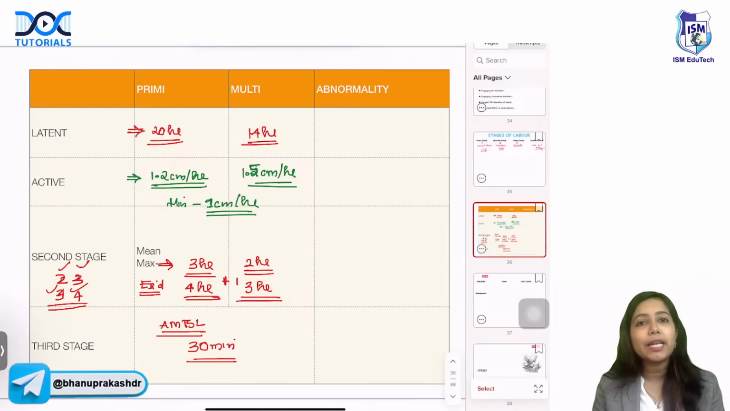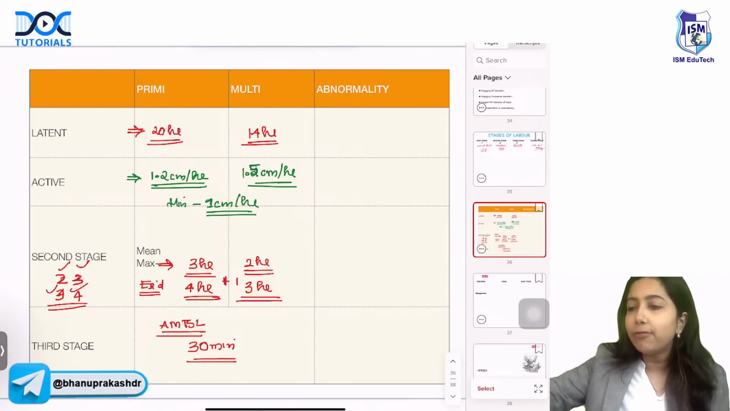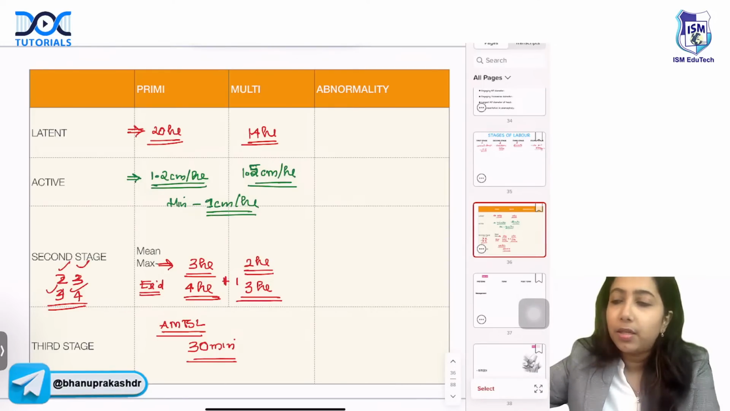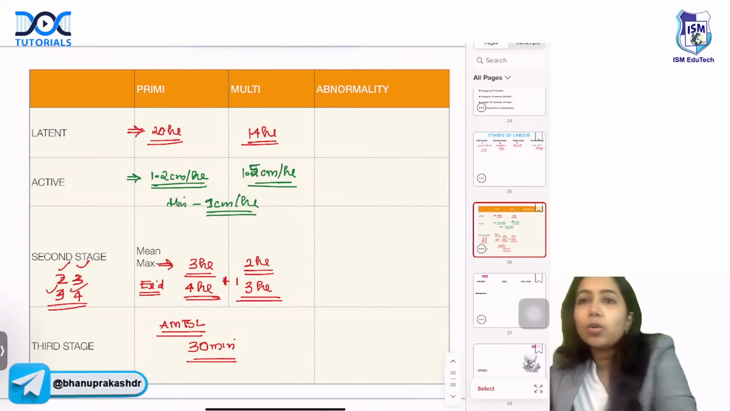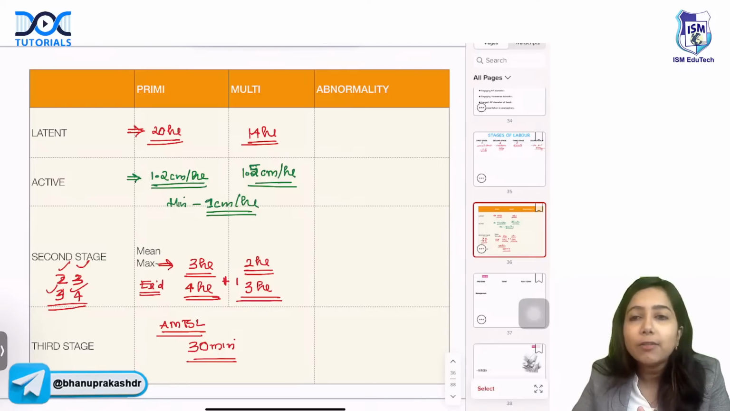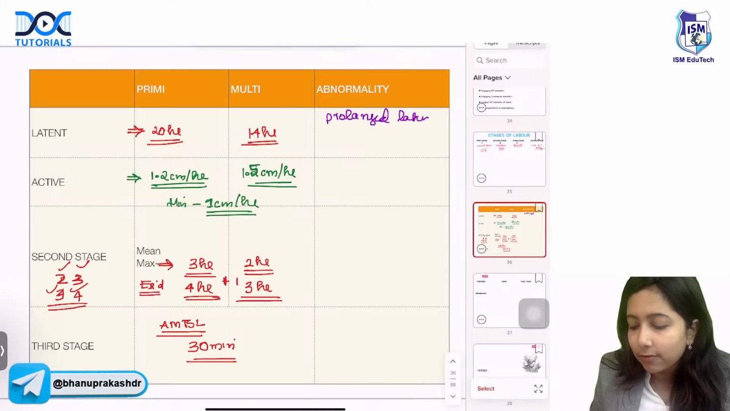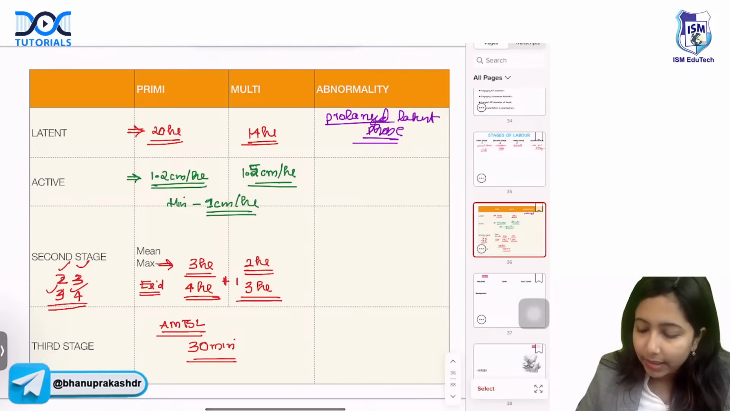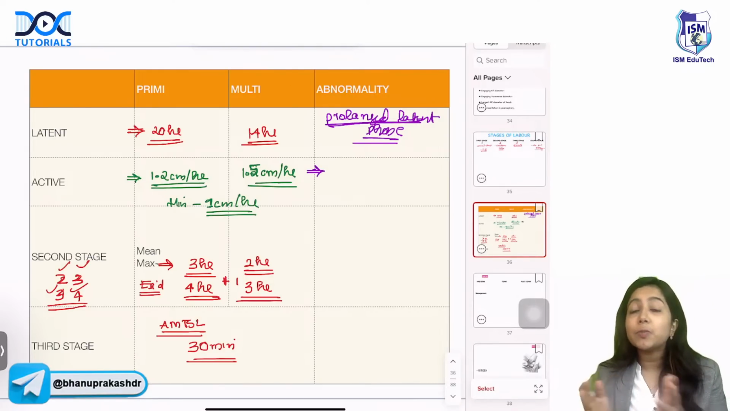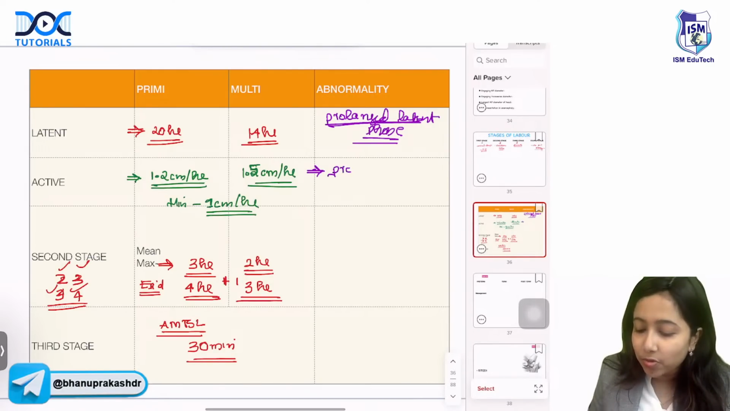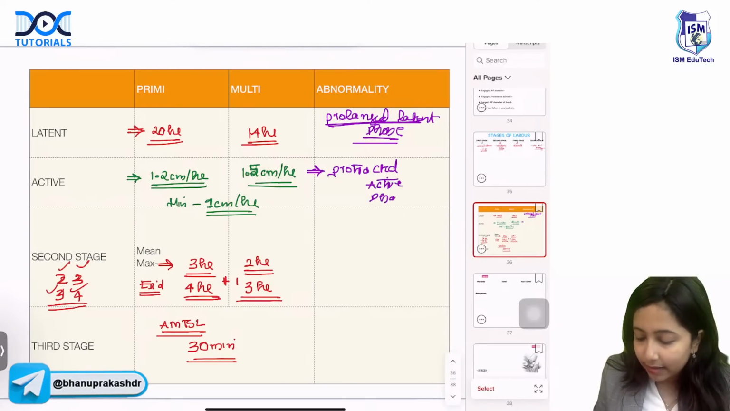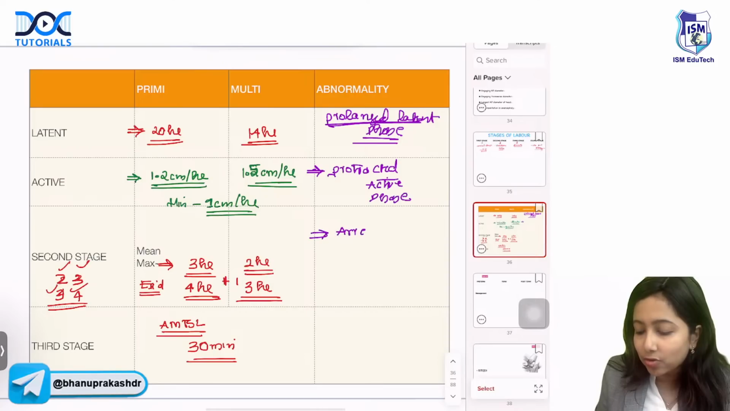The abnormalities that can happen during labor include the following. The latent phase can be prolonged, and it is known as prolonged latent phase. In the active phase, if it is prolonged, instead of just calling it prolonged, we call it protracted active phase. In the second stage, there can be arrest of the second stage of labor.